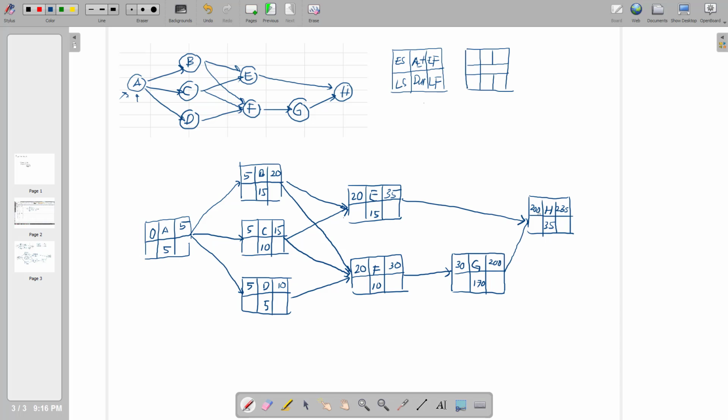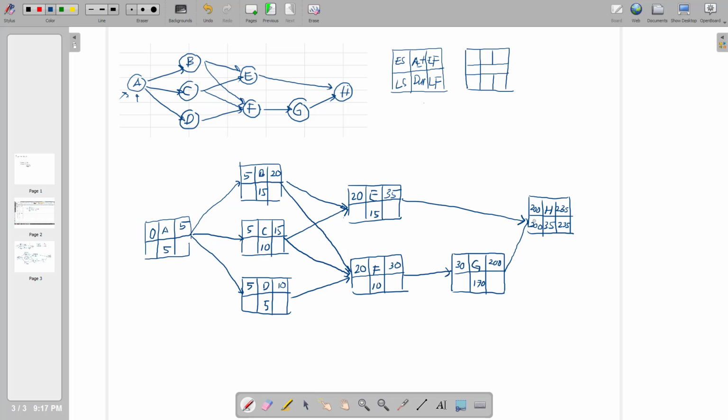At the end of the project, the early finish and the late finish will be equal. So the late finish is actually equal to the early finish, which is 235. So we can derive the late finish for activity H from the early finish. That means the late start of activity H over here will be 235 minus 35, which is equal to 200. So we set this one to 200.